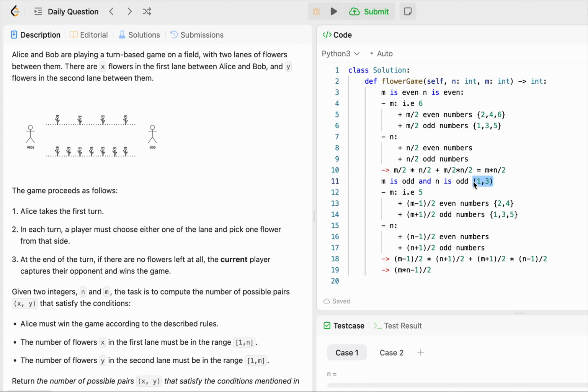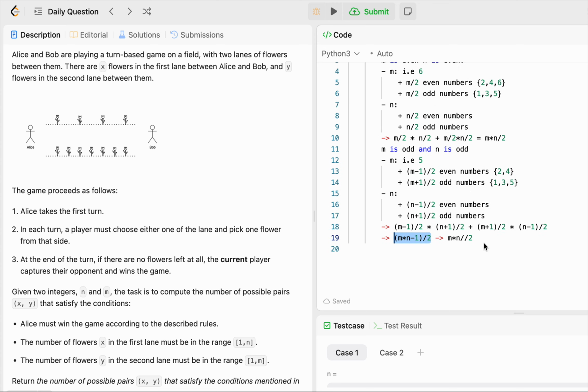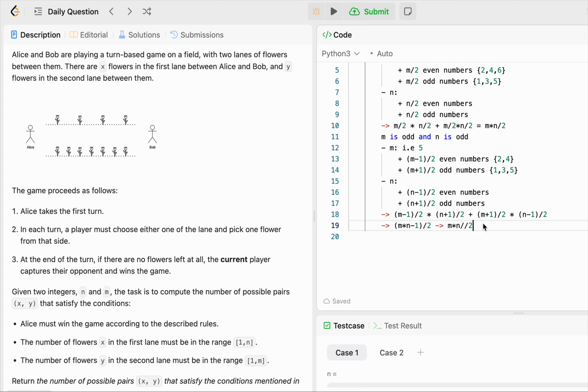So we can also simplify this one as m by n divided by 2, right? Because we take the floor of this number, and then we can give the result, because we are only interested in the integer value. So that is the case for this one, and then we can have this one, right?